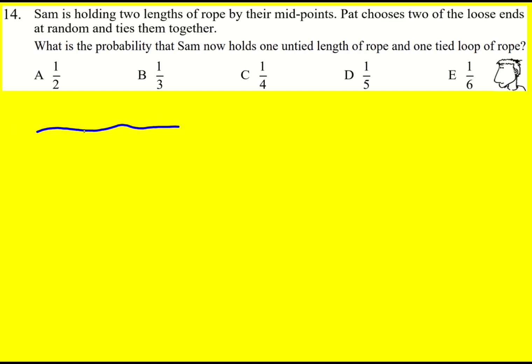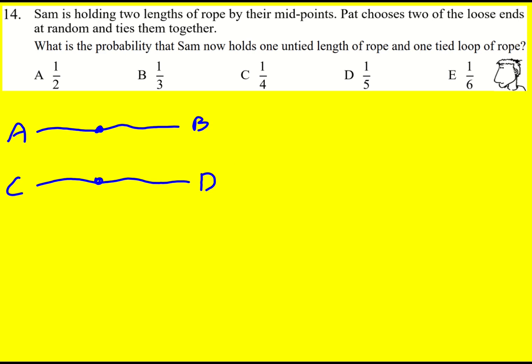Let's just draw a sketch of what's going on. We've got a piece of rope and Sam is holding it by its midpoint. I'm going to say this end is A and this end is B. And then another piece of rope, which I'll say the ends are C and D.